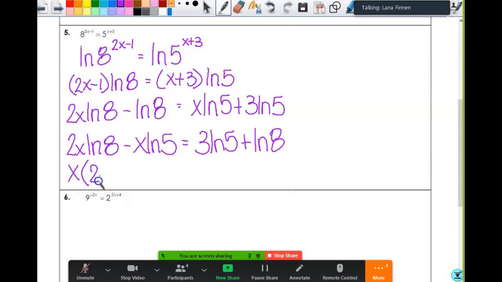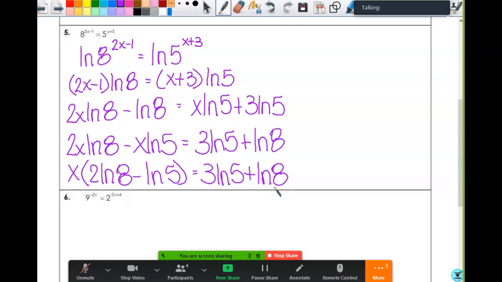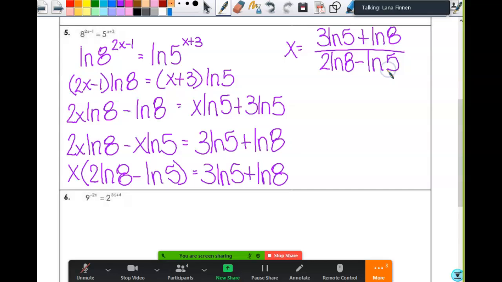Beautiful. So I get x times 2 times the natural log of 8 minus the natural log of 5 equals 3 times the natural log of 5 plus the natural log of 8. So as yucky as all this looks, look past all of that and just think algebraically, what do I do now to get x by itself? Divide, because it's being multiplied. So x equals 3 times the natural log of 5 plus the natural log of 8 over 2 times the natural log of 8 minus the natural log of 5.